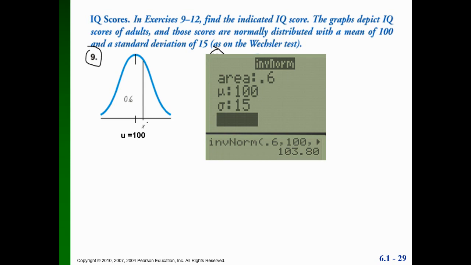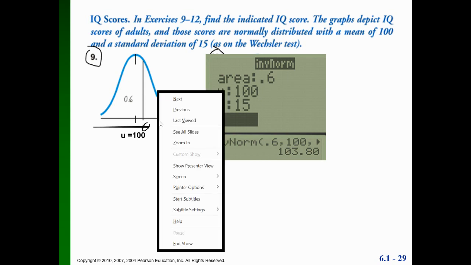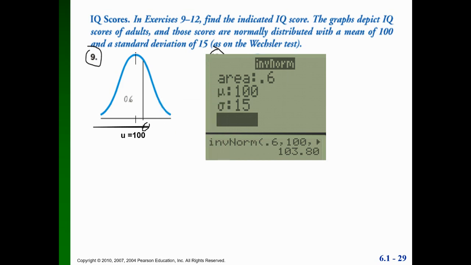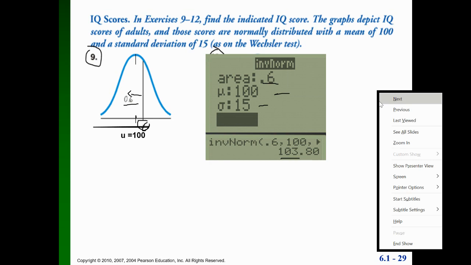All right, now I'm looking for this X value. Now, notice that this is my mean here. That's 50%. So I know 0.6 is a little more than the mean. So if this is 100 right here, this X value is going to be bigger than 100. As we find out, 103. So the area that's associated with this X value is the area to the left, which we know to be 0.6. Pop it in. There's your mean. There's your standard deviation. 103.80.